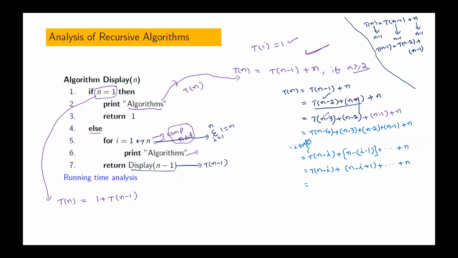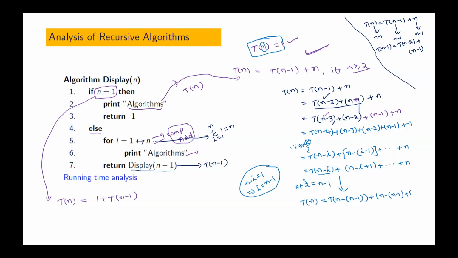But what is the value that we know here? We know only T of 1 equals 1. So if n minus i is 1, then we know what to substitute. n minus i equal to 1 means i equals n minus 1. So at i equals n minus 1, T of n is T of 1 plus 2 plus and so on up to plus n.